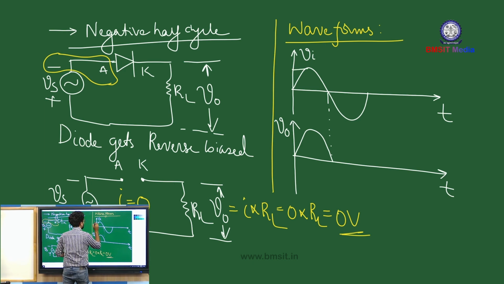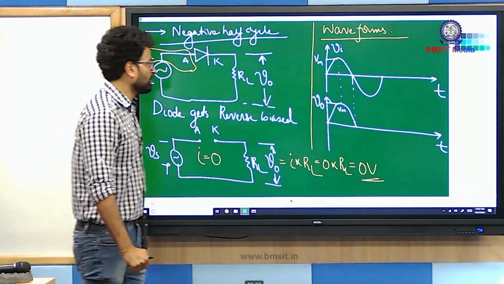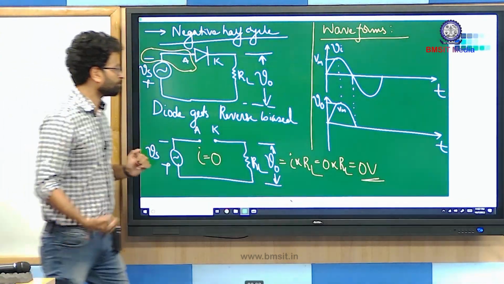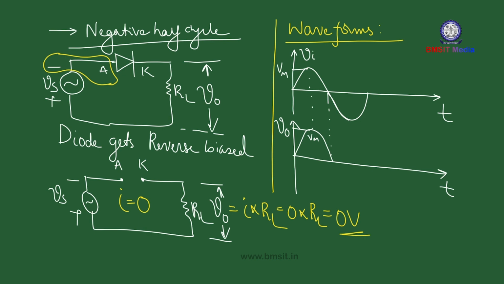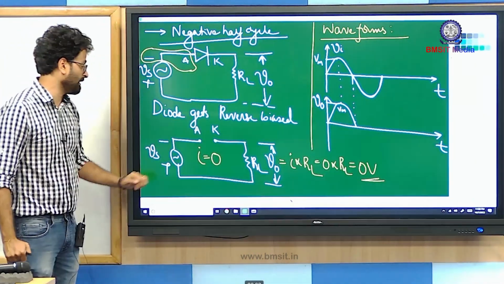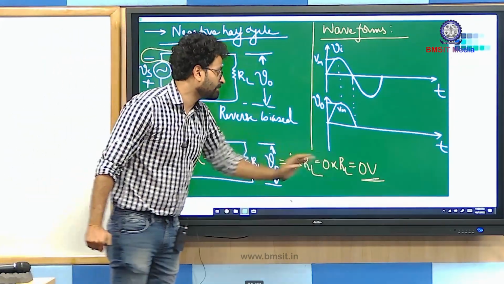When your input attains maximum value, your output attains maximum value as well. Okay. On the other hand, during the negative half cycle, the diode is going to get reverse biased, and due to which the output became 0 volt.